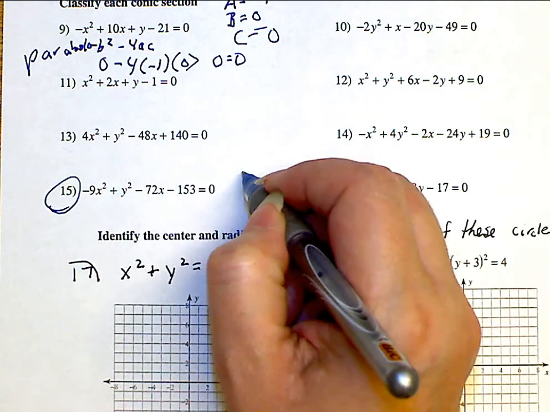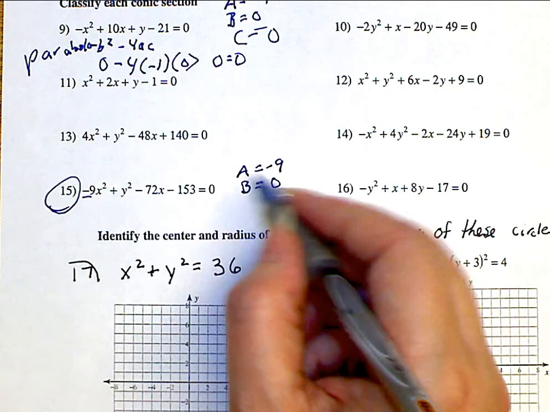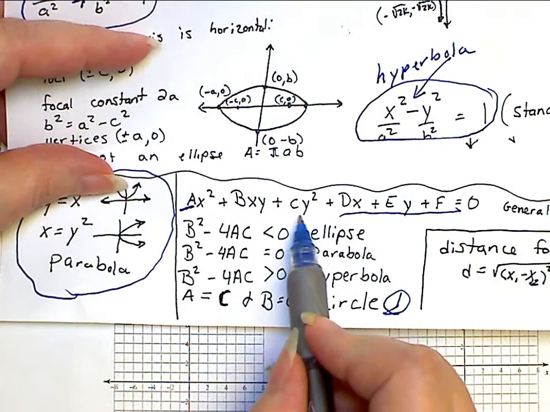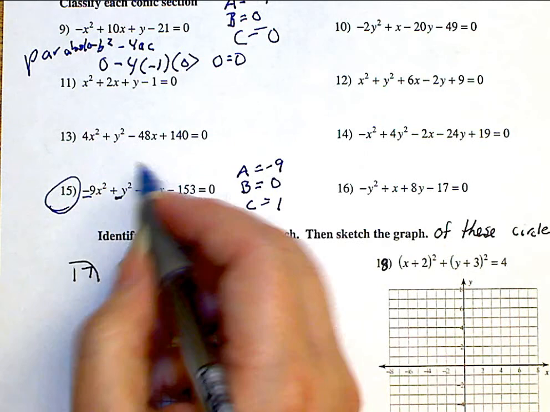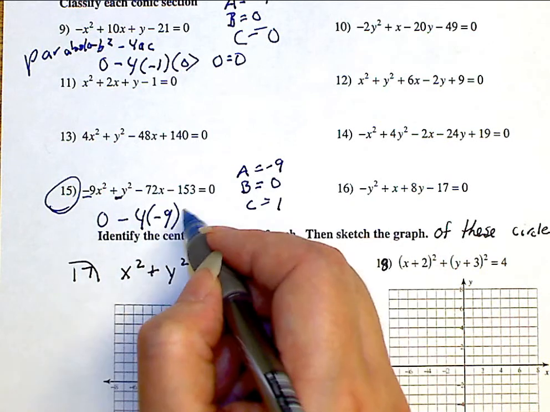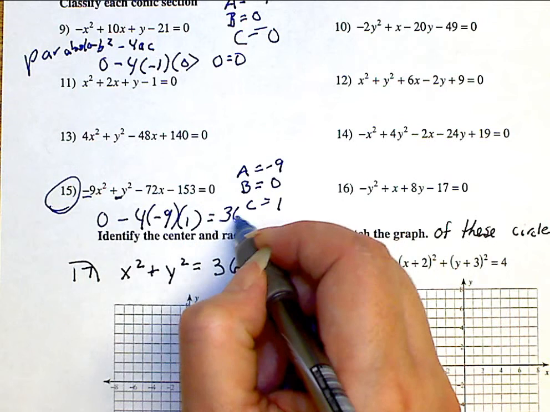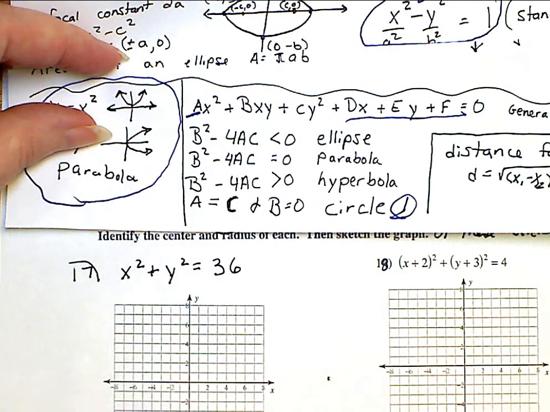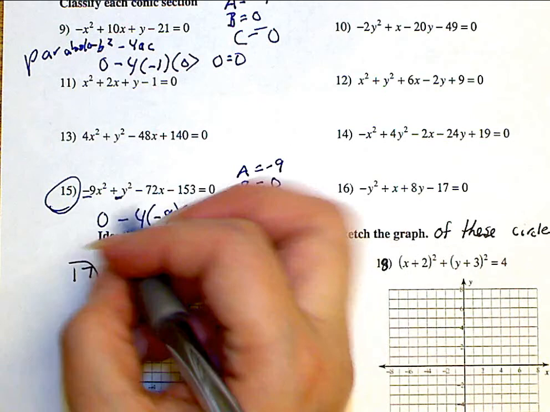So A is negative 9 because it's in front of the x squared. Very good. B is 0 because there is no xy, and C is in front of what from our formula? Y squared. So here's our y squared. What number is in front of here? 1. Yep. So C is 1. So we have B squared, so we have 0 squared minus 4 times my negative 9 times my 1. So what is negative 4 times negative 9? 36. Is that positive or negative? Positive. So we're looking to see which one it is if it's a positive number. A hyperbola. Yep, a hyperbola.